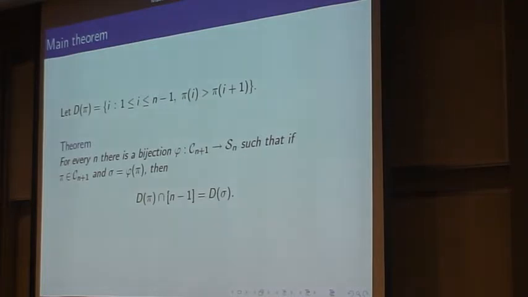Okay, so this is the theorem. There's a bijection between cycles of length n plus 1 and permutations of length n, such that the descent set of the first n entries is preserved.